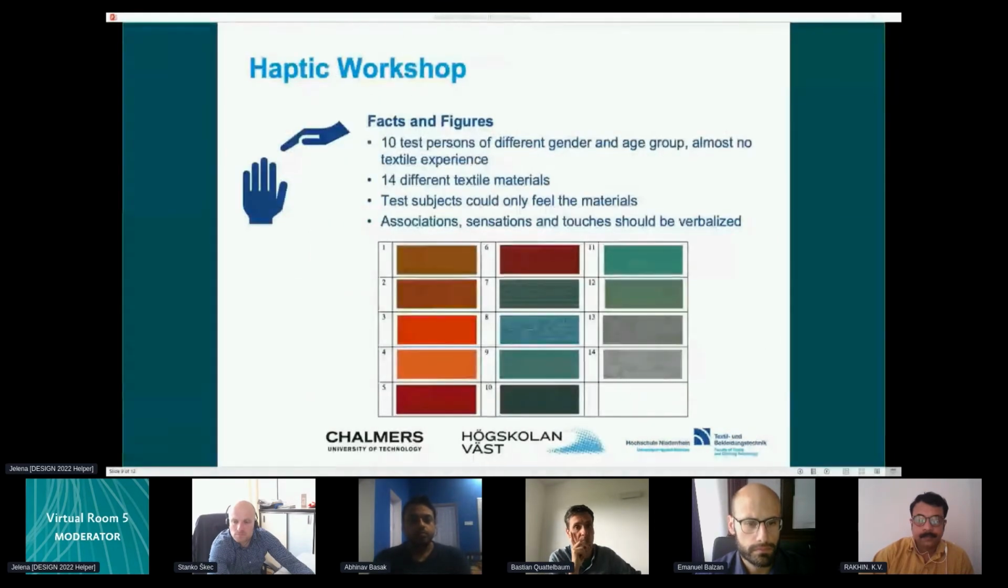Let's see what we got out of the haptic workshop. First of all, we had 10 persons of different gender and age group, and almost none of them had textile experience. We showed them 14 different textile materials, which you see here at the bottom. The only thing the people were allowed to do was to feel or touch the materials. So we covered them behind a wall, and they could only grab through it. Then we asked them to verbalize their associations, sensations and touches, and write them down so that we could discuss them later.